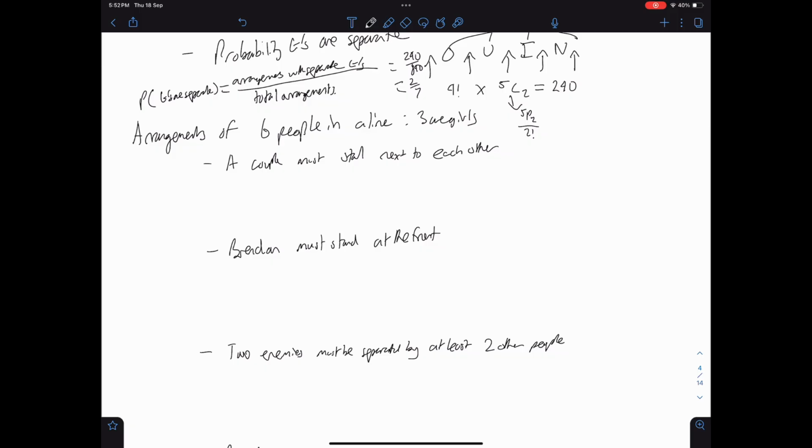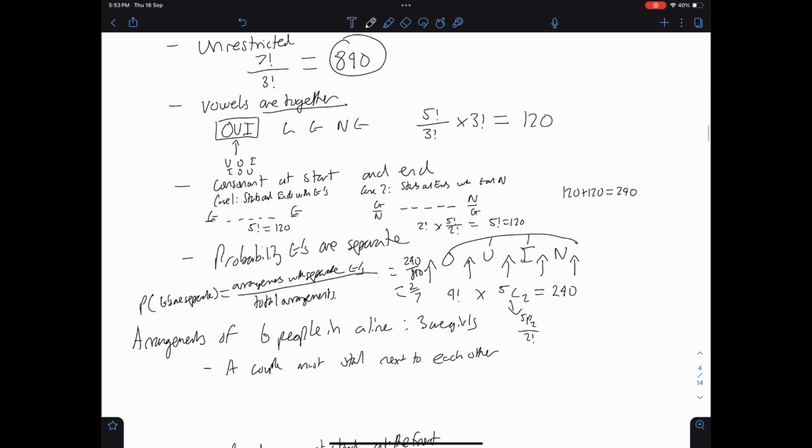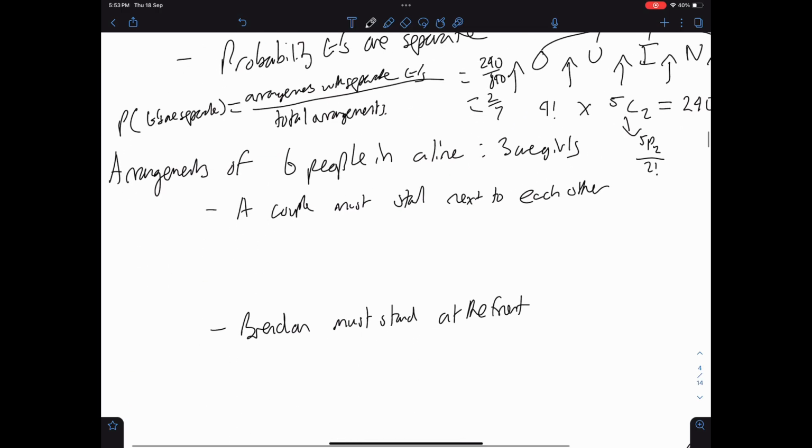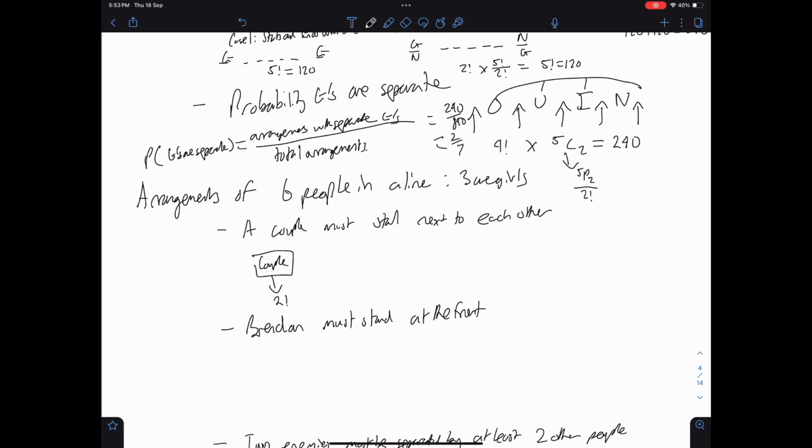Now the arrangements of 6 people in a line, and 3 of them are girls, 3 of them are boys. And so the arrangements where a couple must stand next to each other. It's the same thing as making sure the vowels are together. We treat them as one object. But remember, they're 2 different people, so you would have to factor in the 2 factorial there. Then 6 minus 2 is 4, so we've got 4 remaining people, and so altogether 5 items. So do 5 factorial times 2 factorial, which is 240.